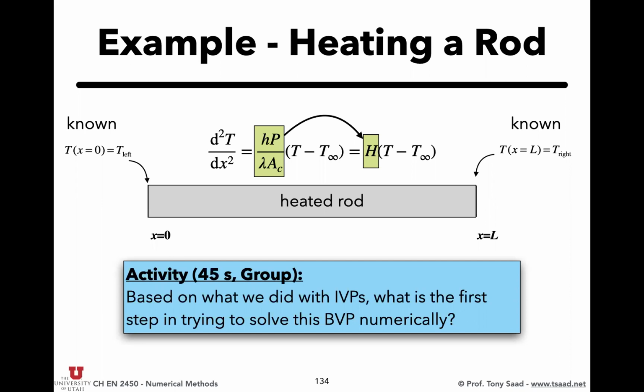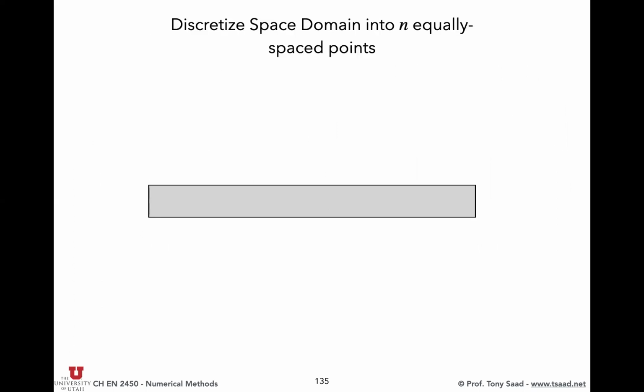So wouldn't it be that the first thing that we should do is divide the rod into equidistant lengths? Yes, yes. They don't have to be equally distant, but in this course, we're going to take them equally spaced. But yes, the first step is to discretize the space domain into n equally spaced points, okay? Just like we did for initial value problems, we took the time domain and discretized it into what we call time steps. Right now, we're going to discretize this into these physical steps of size delta x.